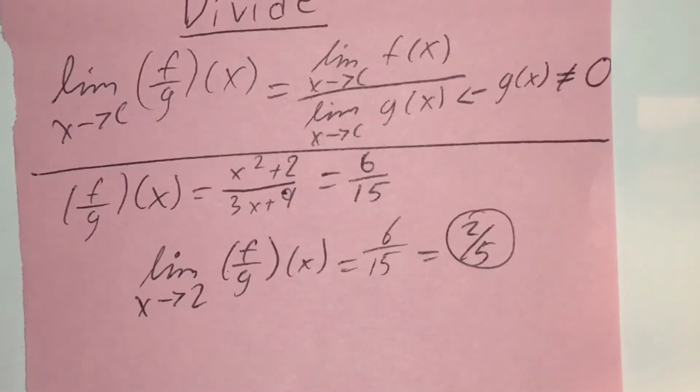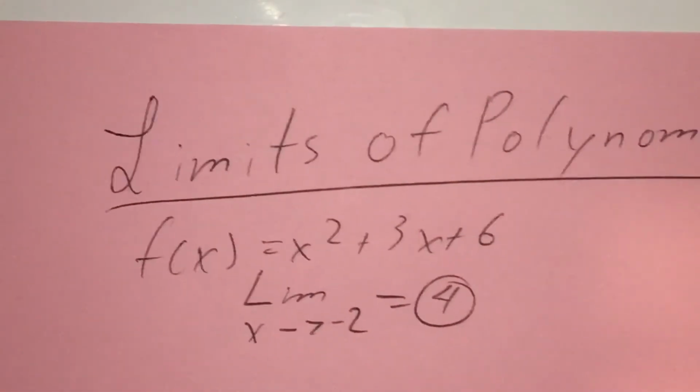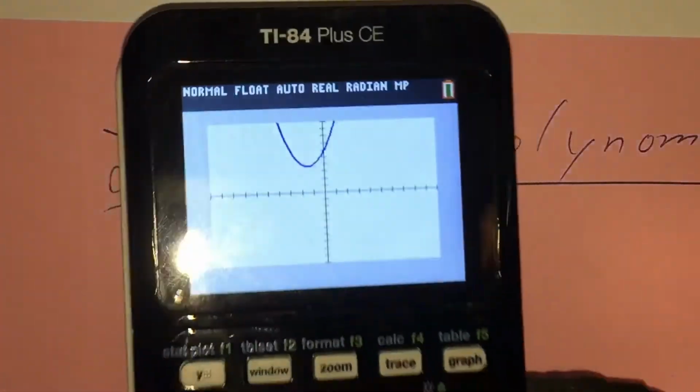And what do you get when you divide 6 and 15? Would you look at that? 2/5. Alright, a couple more things you can do with the limits of functions is you can find the limit of a polynomial, which is f of x equals x squared plus 3x plus 6. And when you type that in the calculator and graph it, it looks a bit like that.